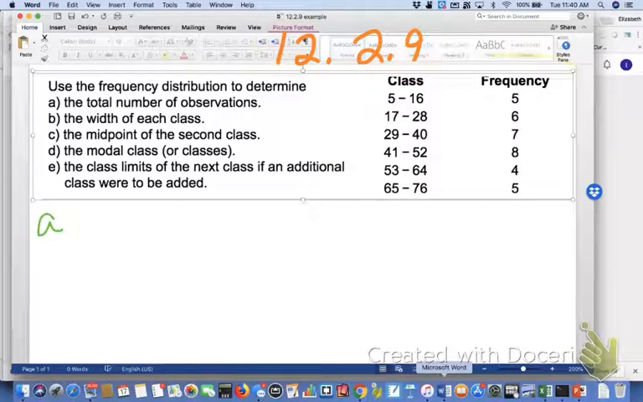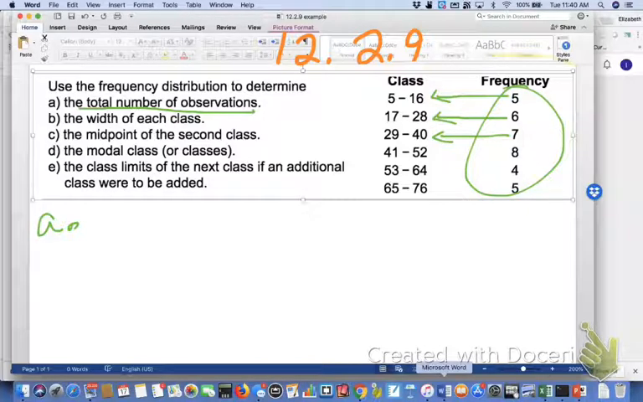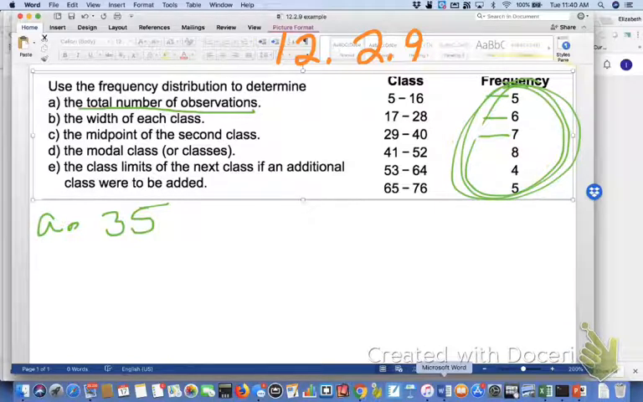So for part A, it's asking you to find the total number of observations. So in other words, you're going to add all of these together because you had 5 classes that fell into this interval. Then you had 6 that fell into that interval, 7 that fell into that interval, etc. So to find your total number of observations, all you're going to do is add together all of these frequencies. So if you add 5, 6, 7, 8, 4, and 5, you should have gotten 35 for your answer to part A.